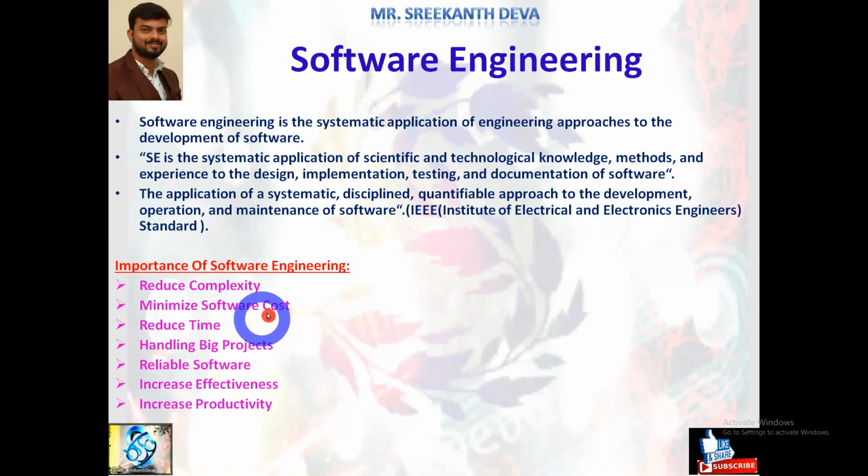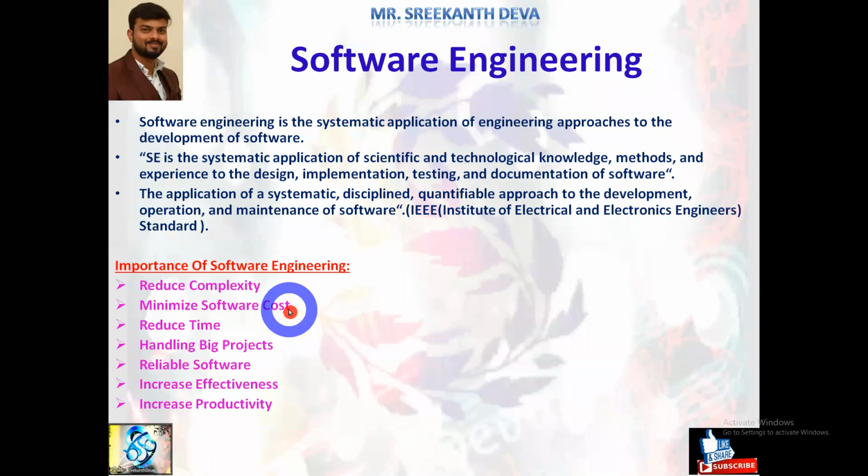Next point, minimizing what? Software cost. Software requires a lot of hard work and software engineers are highly paid professionals. See, a lot of manpower is required to develop software with millions of lines of code. But in software engineering, programmers plan everything and reduce all those things that are not required. In turn, the cost of software production becomes what? Less as compared to any software that does not use a software engineering approach.